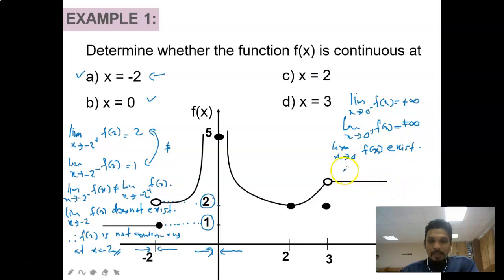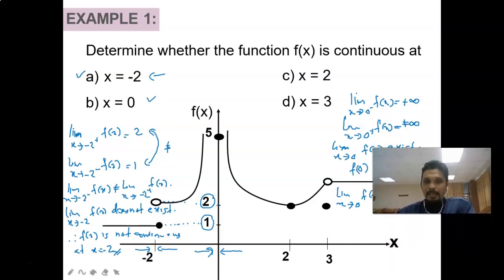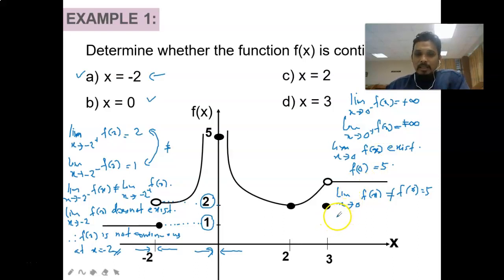But then f(0) equal to 5, so the limit as x approaches 0 of the function f(x) is not equal to the value when x equal to 0, which is equal to 5. In this case f(x) is not continuous at x equal to 0.